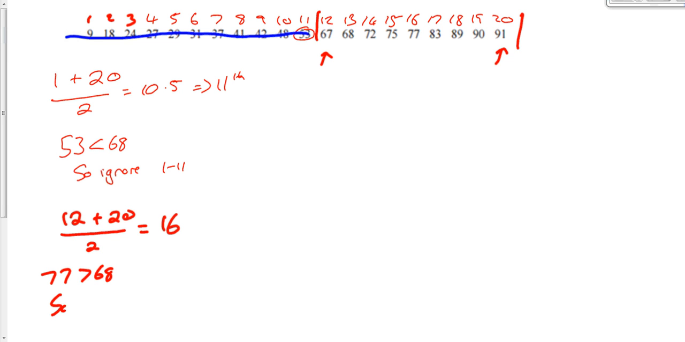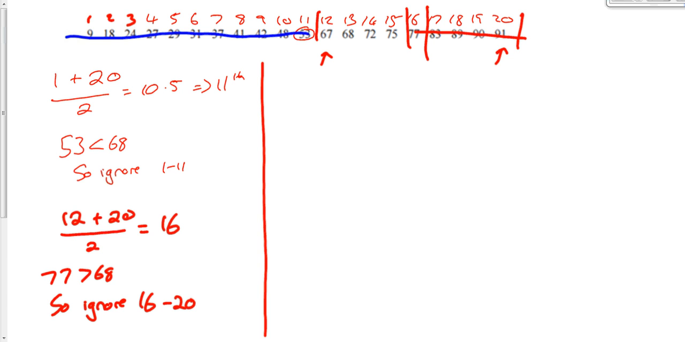So ignore 16 to 20. Oh, sorry, 16 to 20, so ignore those ones there. And so we were only left with 12 up to 15. So again, we repeat the process. 12 plus 15 divided by 2. 27 divided by 2 equals 13.5, which goes to the 14th piece, which is 72. And we say that 72 is bigger than 68.